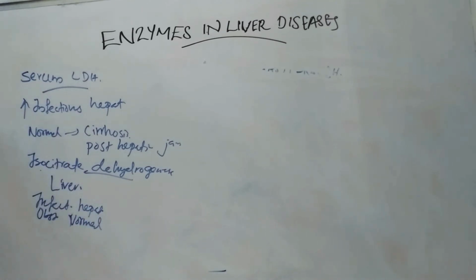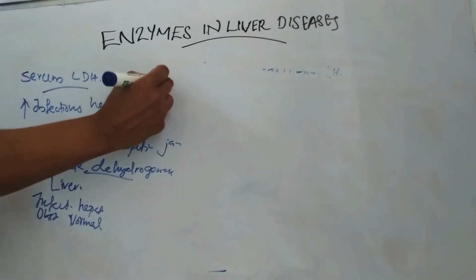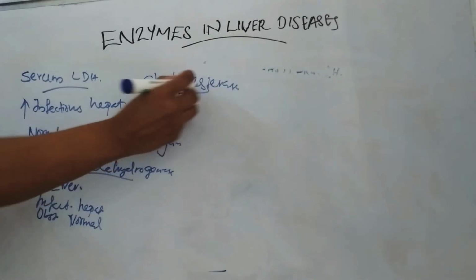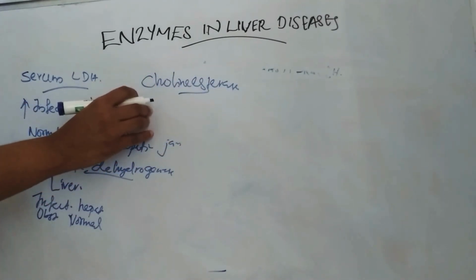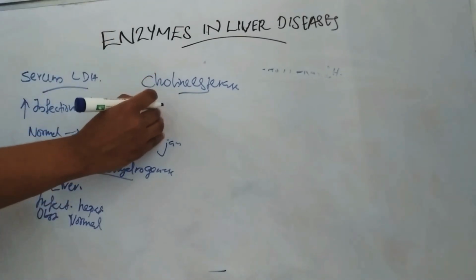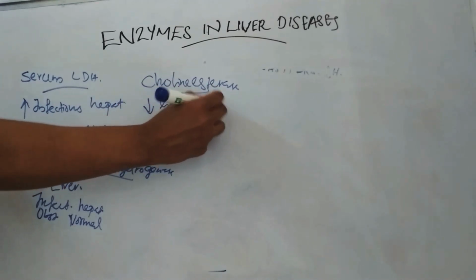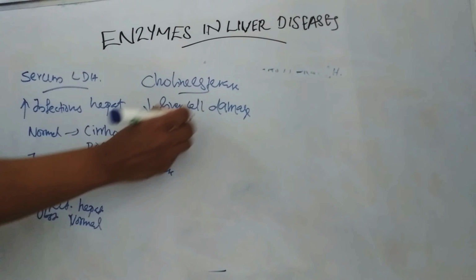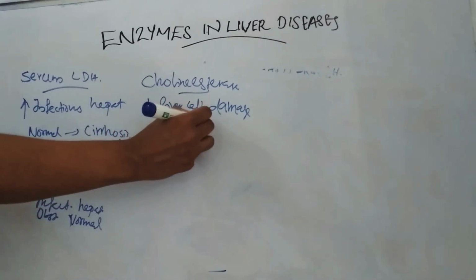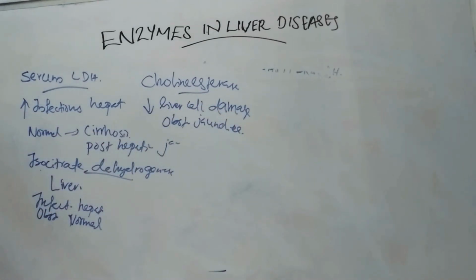Next one is serum cholinesterase. Serum activity is reduced in liver cell damage. Then normal serum value is seen in obstructive jaundice.